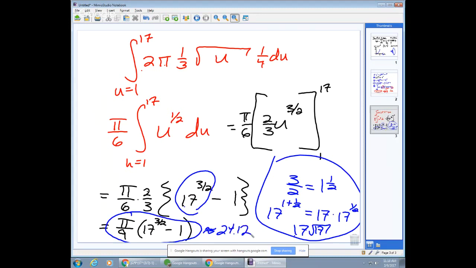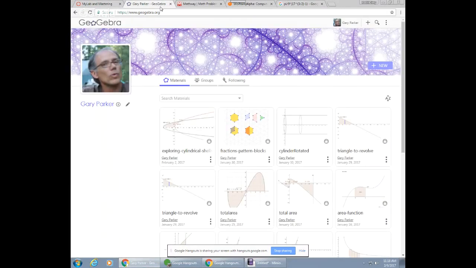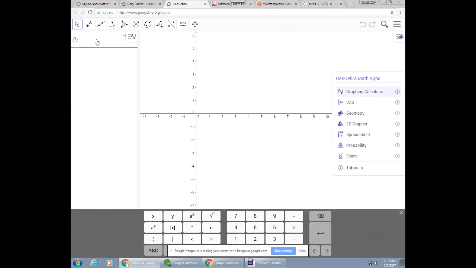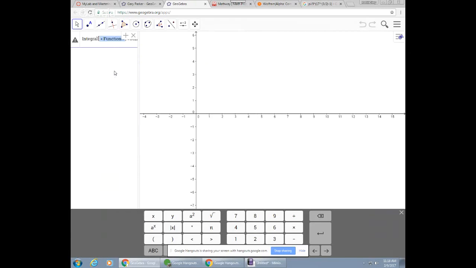Now, provided I set up the integrand correctly, GeoGebra can give me an approximation too. I'm sure MathWay can also. Where's GeoGebra? There we go. Start new. And so I start typing int, and then I like the third version here. So I want the integral of 2 times pi.